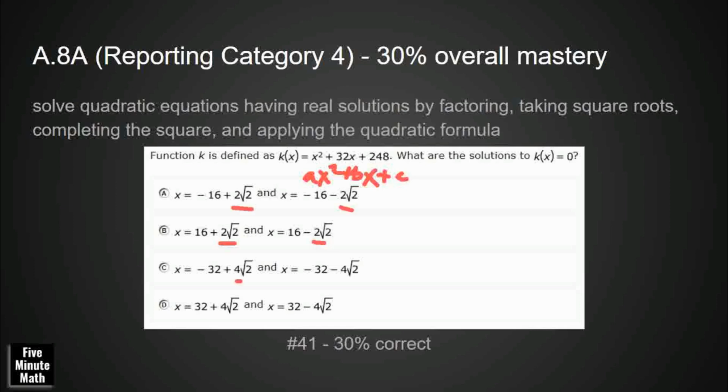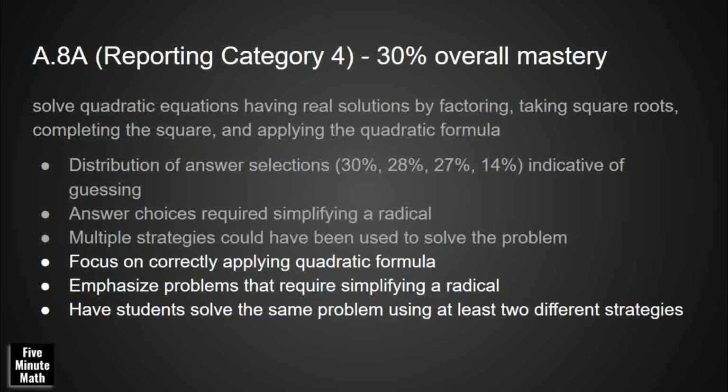Every answer choice has a simplified radical. It doesn't automatically turn into some huge but beautiful perfect square that turns into an integer. So we had to not only apply the quadratic formula if that's what we're using, but then we had to learn how to simplify these radicals here.